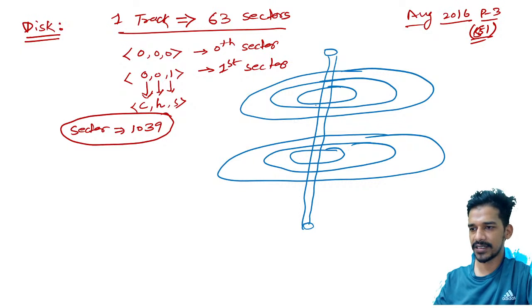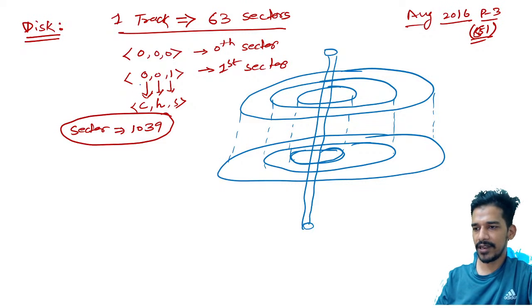What is the meaning of cylinder? The first track of every surface is called the first cylinder, the second track of every surface is called the second cylinder, and this will be the third cylinder. So the number of cylinders in a disk will be equal to the number of tracks, because we are taking one track of each surface and calling it one cylinder.